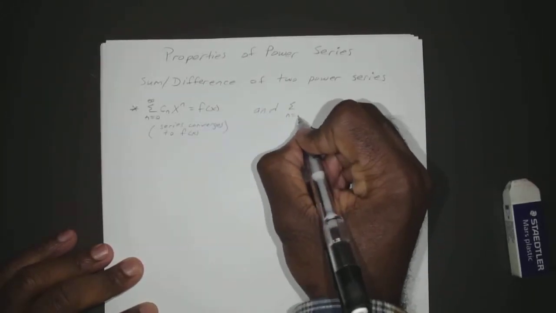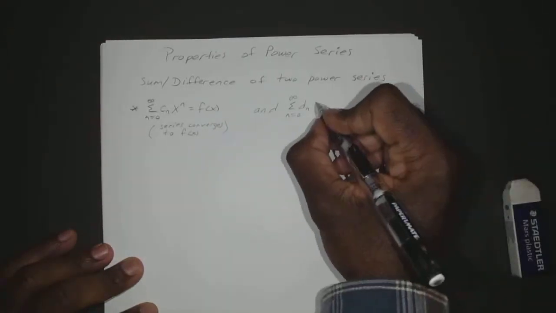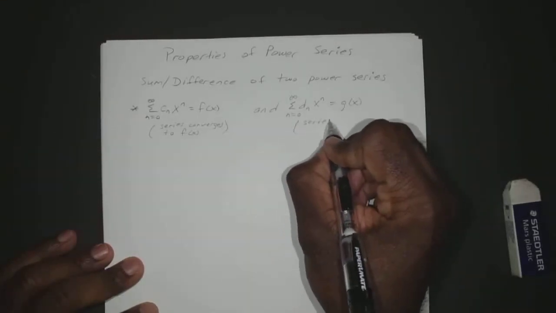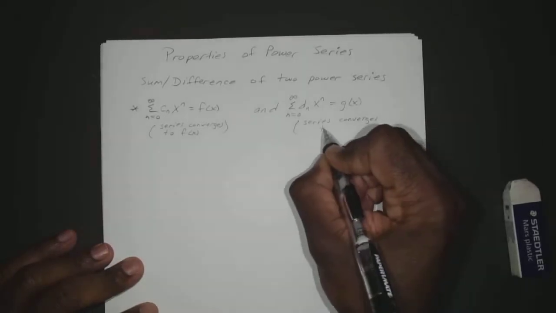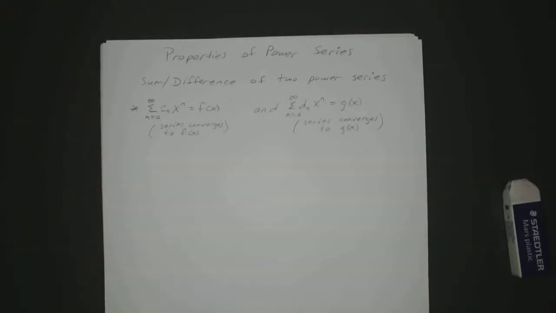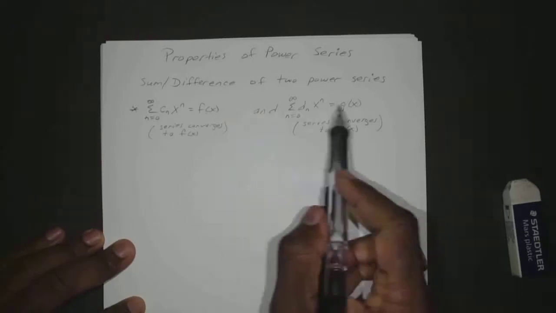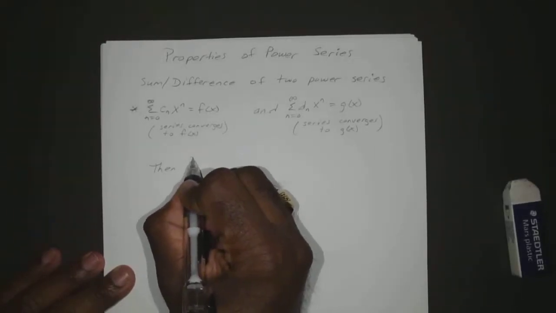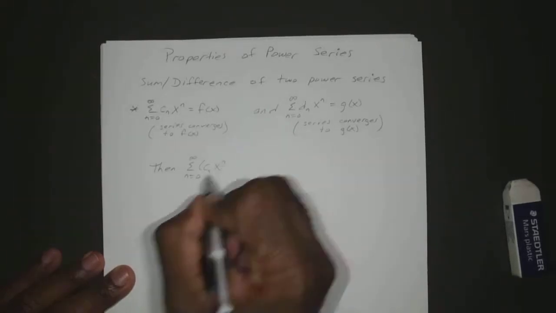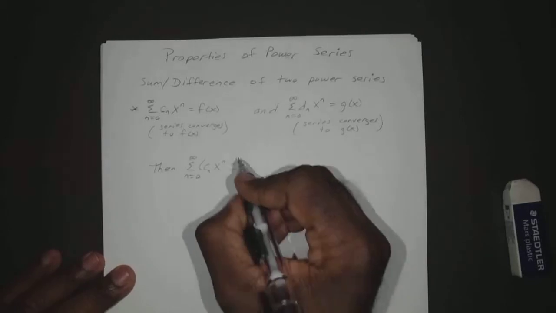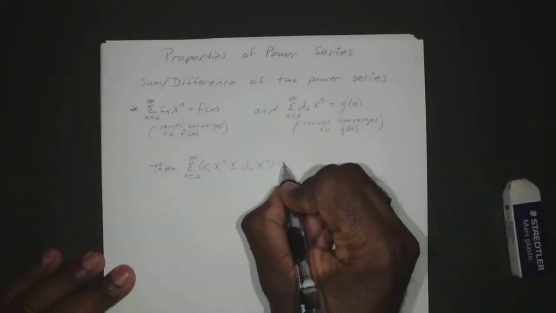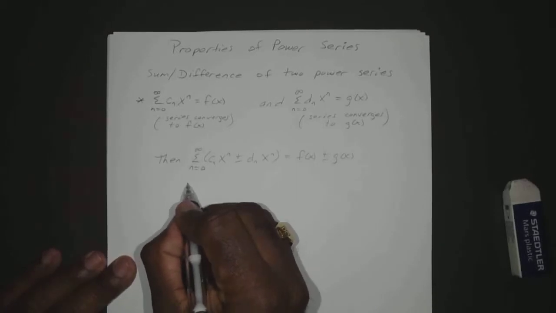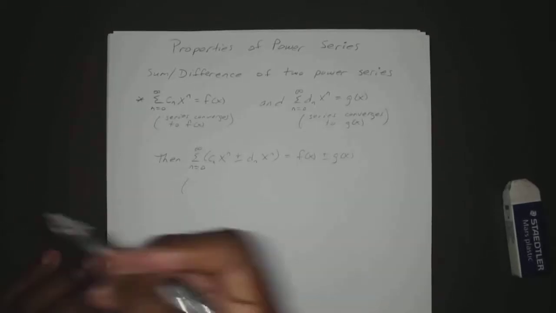And let's say I have the sum from n equals 0 to infinity of d sub n times x to the n, and it converges to some g of x function. Okay, so if you add those two together, of course, it converges to the sum of f of x and g of x. So the sum from n equals 0 to infinity of c sub n x to the n power, either adding or subtracting d sub n x to the nth power, equals f of x, either plus or minus g of x. So in other words, the sum or the difference of the series converges to f of x plus or minus g of x.